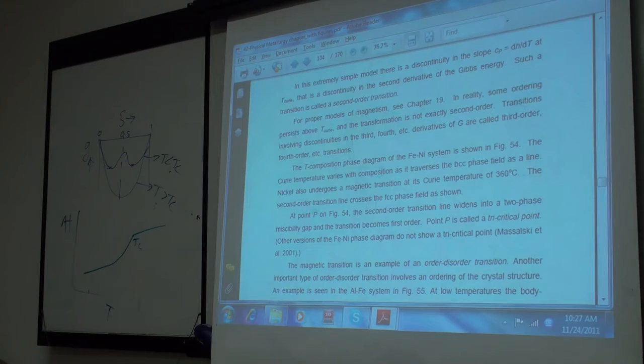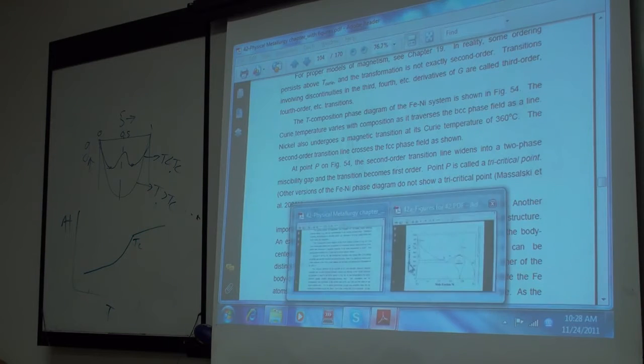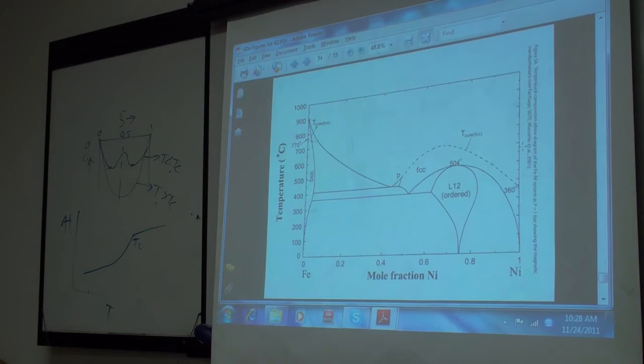The Curie temperature varies with composition as it traverses the BCC phase, and at point P, the second order phase transition widens into a two-phase miscibility gap, and the transition becomes first order. Point P is called a tricritical point. What happens here is, this is a second order phase transition line. It's ferromagnetic or ordered beneath the line, and paramagnetic or disordered above the line. At point P, this joins into a two-phase region.